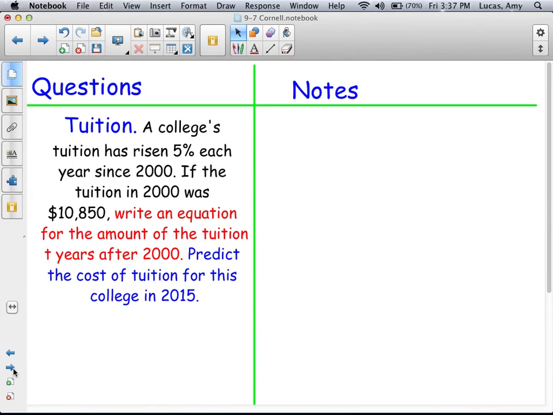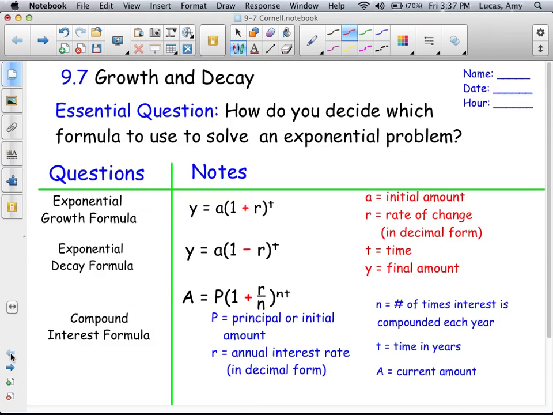Our first example is about tuition. A college's tuition has risen 5% each year since 2000. If the tuition in 2000 was $10,850, write an equation for the amount of the tuition T years after 2000. So the first part, we are going to write an equation. And we should be using the formula, if we look back, because it's increasing, we should be using the exponential growth formula.